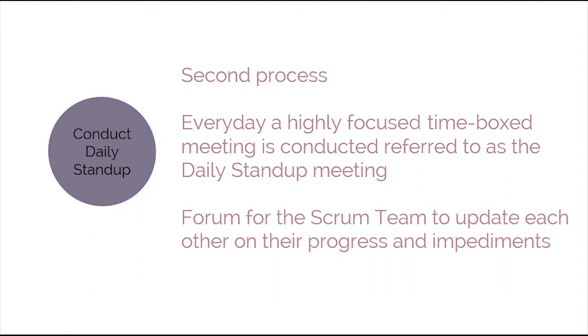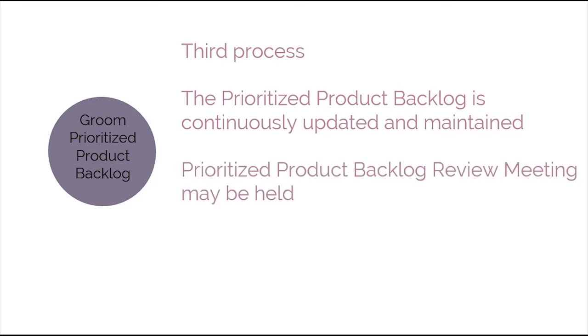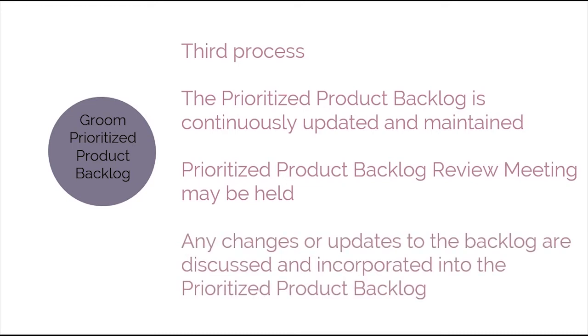The last process conducted during the Implement phase is Groom Prioritized Product Backlog. In this process, the prioritized product backlog is continuously updated and maintained. A prioritized product backlog review meeting may be held, in which any changes or updates to the backlog are discussed and incorporated into the prioritized product backlog as appropriate.